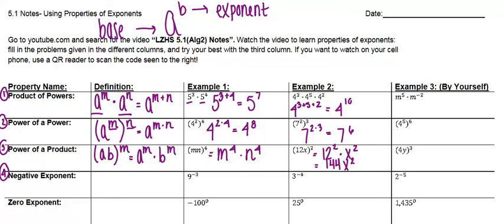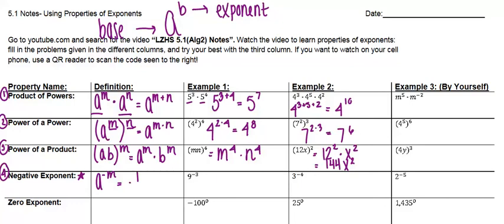Property 4 is taking a look at negative exponents. By definition, I absolutely cannot have a negative exponent. And if I see one, I have to get rid of it. So I'm going to put a star by that. This is something that we need to look for.